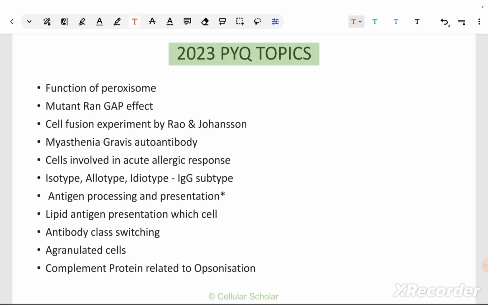Then they asked about the function of peroxisome, mutant Ran GAP effect. Again, along with Ran, read about Ras, Rho, Rab, and all those monomeric GTPases which are involved in different pathways. You should know what they do and where they are involved.